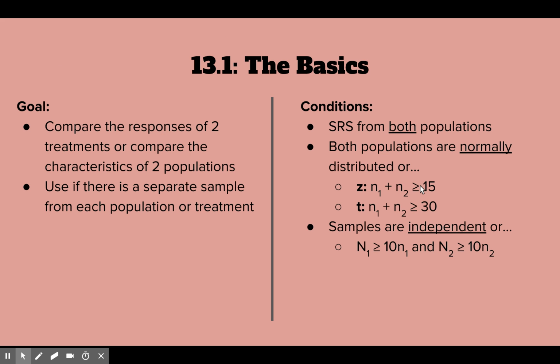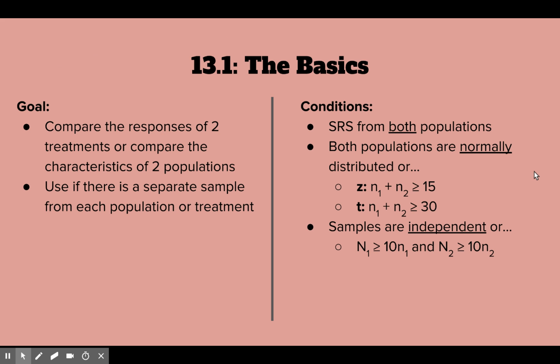And just as a reminder, we're going to use z-test or interval when the population standard deviation is known and t when it is not. So the conditions for these are going to be that we need an SRS from both populations. For normality, we're going to need the combined sample size of the two samples for z-test or interval to be greater than or equal to 15. And for t, we're going to need it to be greater than or equal to 30.